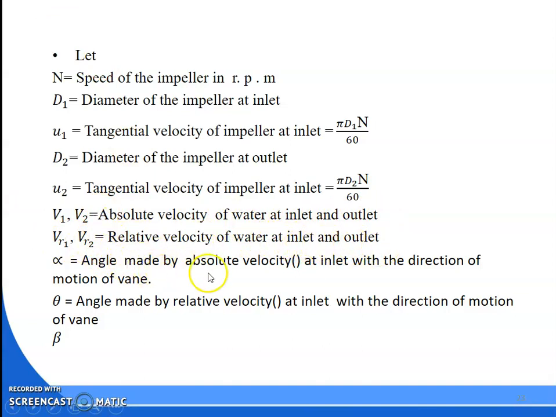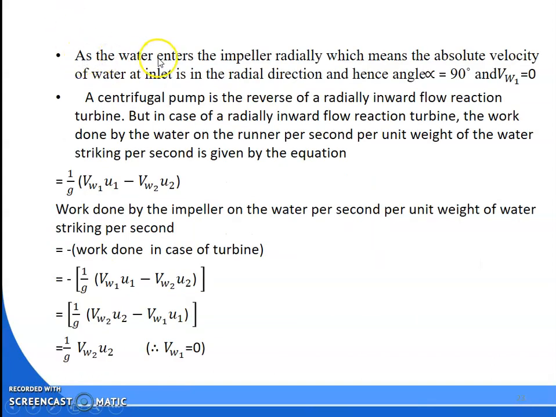Alpha is the angle made by the absolute velocity at the inlet with the direction of motion. Theta is the angle made by the relative velocity at the inlet with the direction of motion of the vane. Beta is the blade velocity angle. As the water enters the impeller radially, the absolute velocity of the water at inlet is in the radial direction. Radial direction means alpha is equal to 90 degree. So the component VW1 is equal to V1 cos alpha, V1 cos 90 is equal to 0. So VW1 is equal to 0.